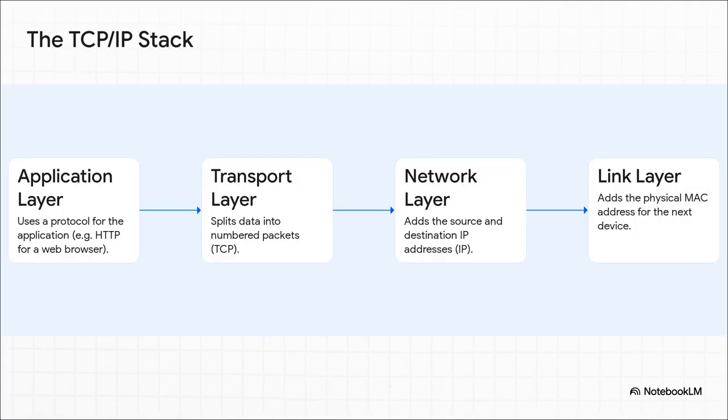So let's see this in action. At the very top, the application layer gets our web request ready using HTTP. Then, the transport layer chops that request into smaller, numbered packets. Next up, the network layer acts like the postal service and slaps on the destination IP address, the global address for the website server. And finally, the link layer adds the address for just the very next hop on the journey, like our router. And there you have it. The packet is fully wrapped and ready for mailing.